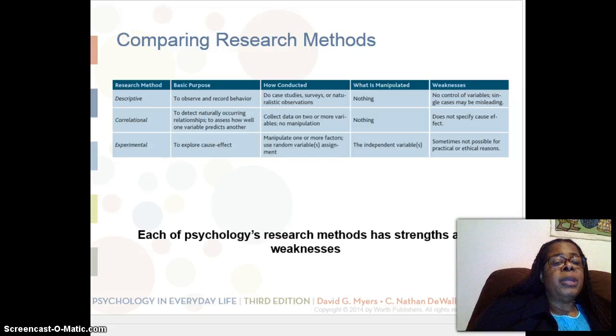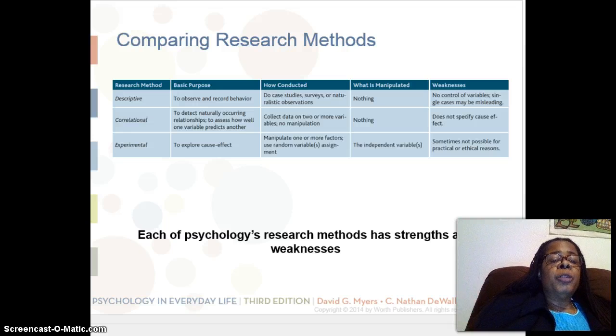And of course, if we rely upon the case study, we have to be careful because we're looking at a participant of one, and we're not able to generalize that information to others because it may not apply. In correlational research, we're able to look at the relationships that exist between variables, but again, the weakness is going to be that we can't talk about cause and effect because we're unable to manipulate variables.